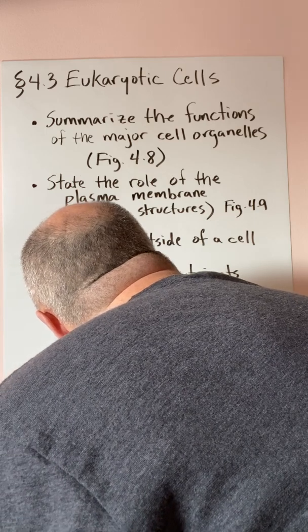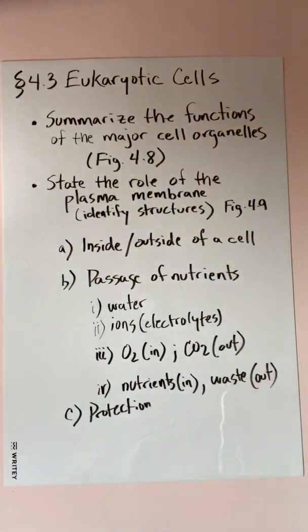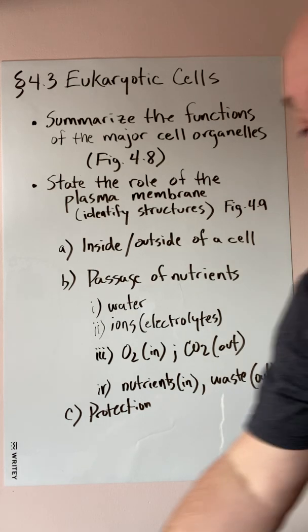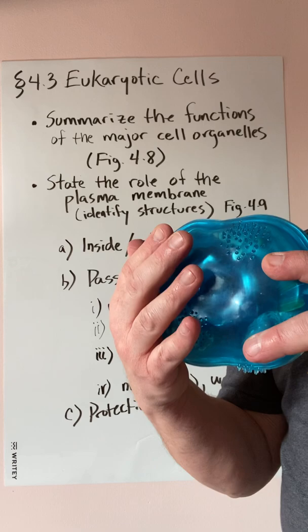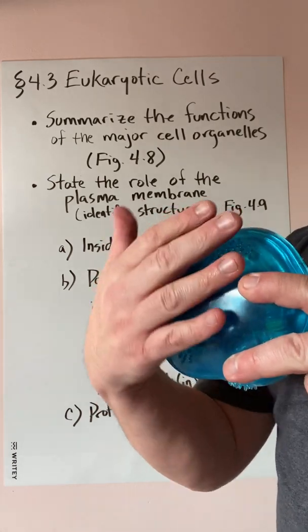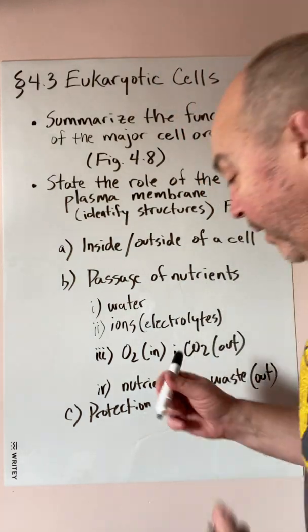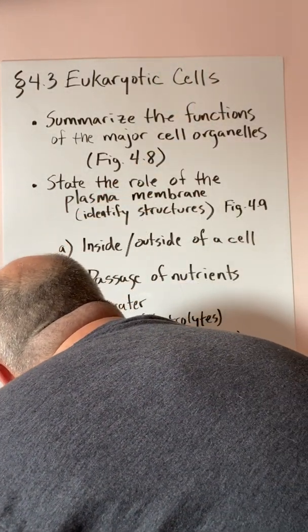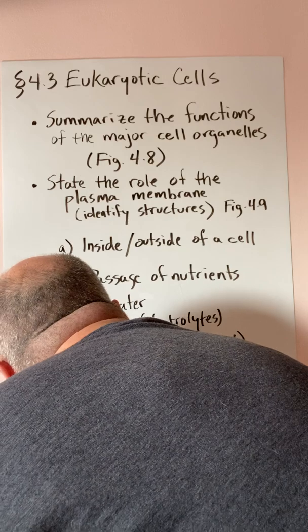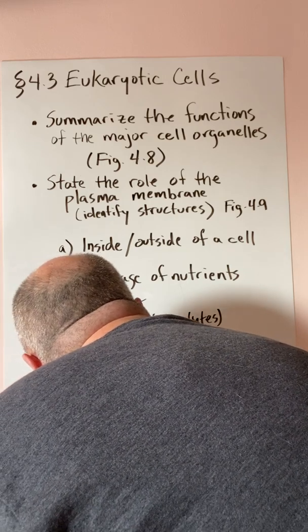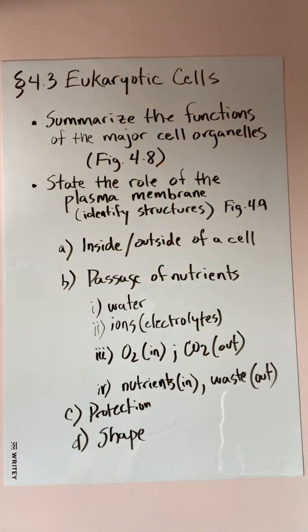So therefore, it's very important for protection. Since this is the defining character between inside and outside, it is also protecting everything inside the cell. And then a fourth function is that this is very important for the shape of the cell. So this is the defining outside character, so it's also what gives us shape.